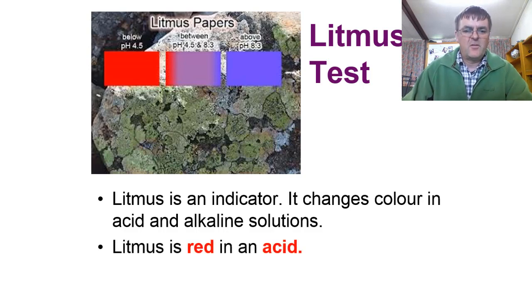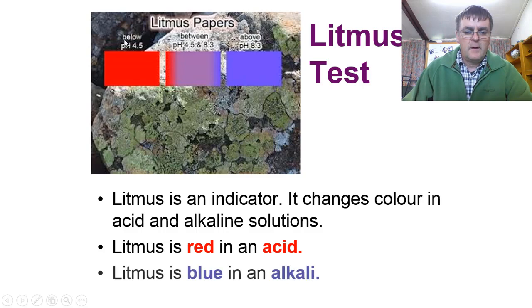It's red in an acid, so we can see up in this one here, this is the acid side of things. And it's blue when it's alkali or basic. So litmus really only has two colours: red for acid, blue for a base or alkali.